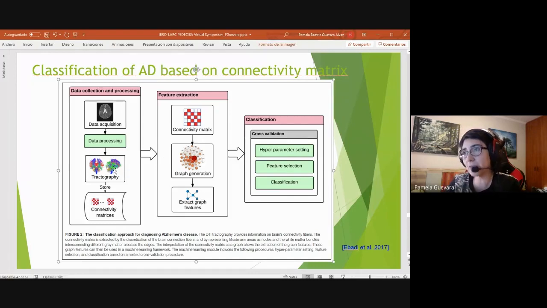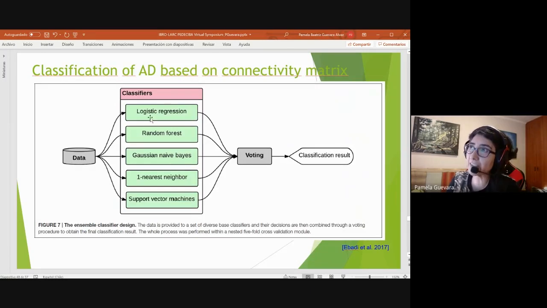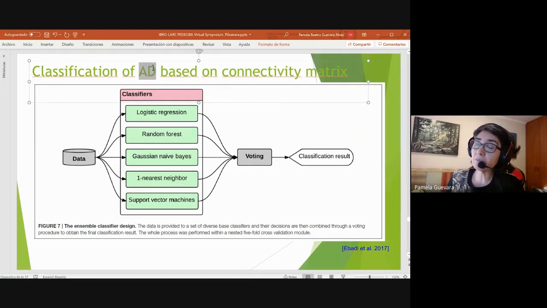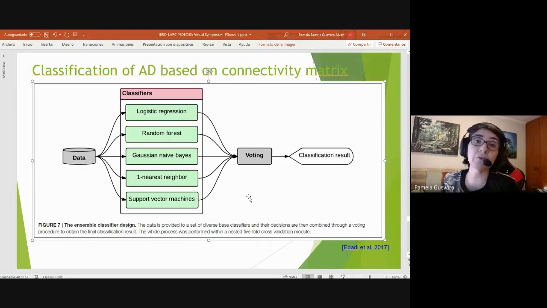You see, you have the tractography, the connectivity matrix, the graph, and from the graph, several network measures. From that you can classify and identify whether the data from a person is from an Alzheimer's disease patient or from a healthy control. The strategy here was to use several classifiers and select the most voted option. For example, this person is a patient or a control.